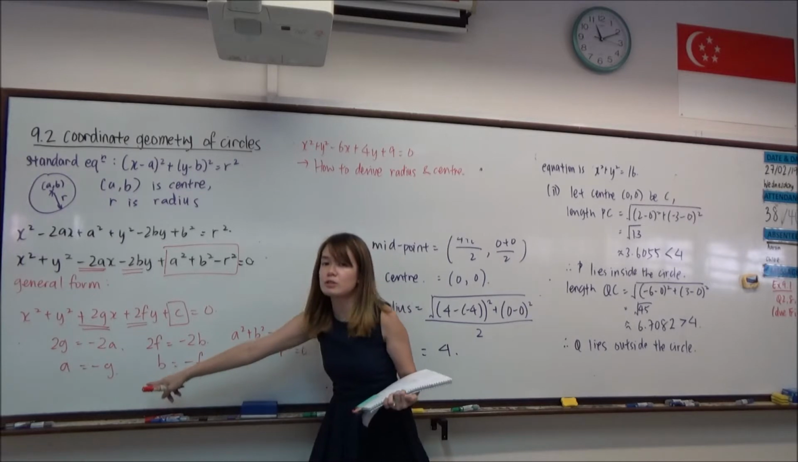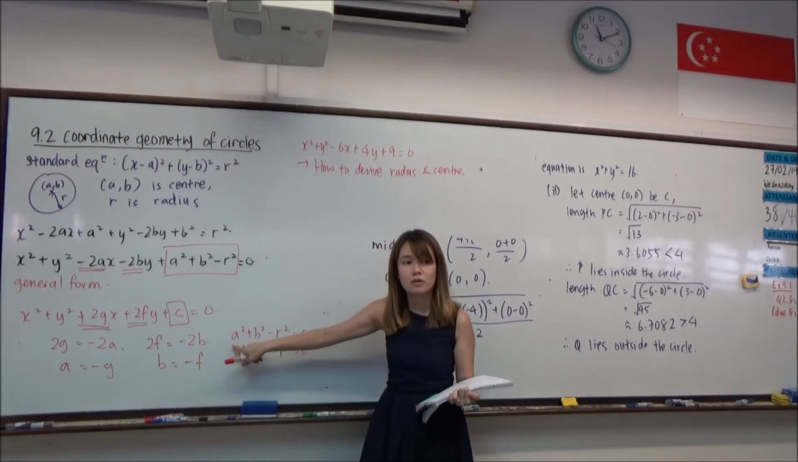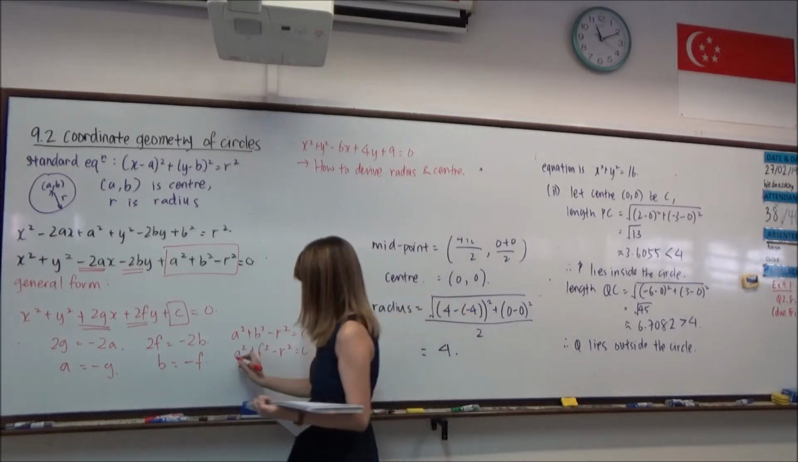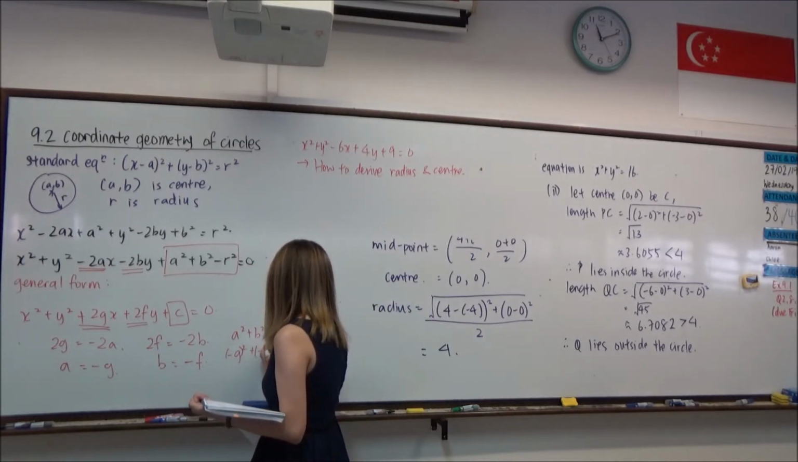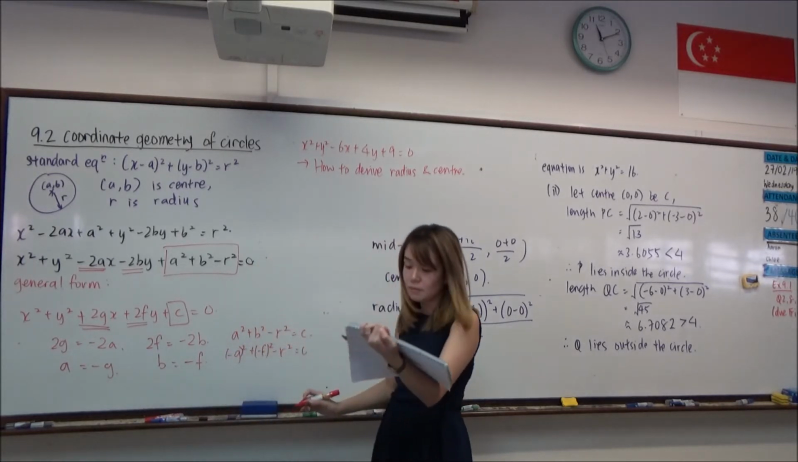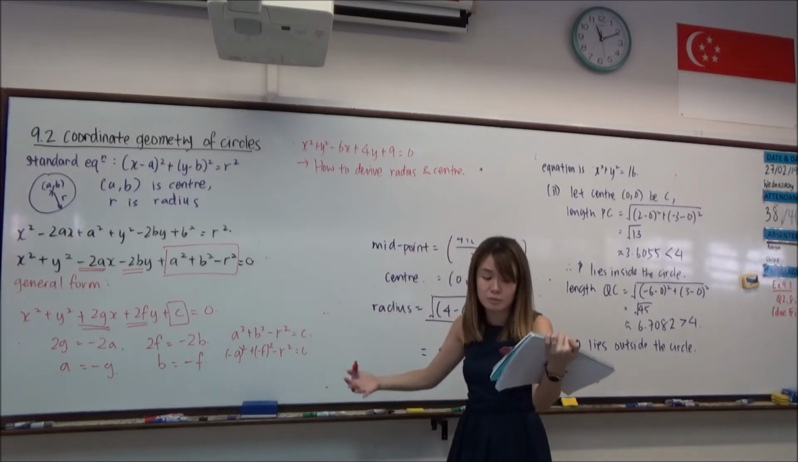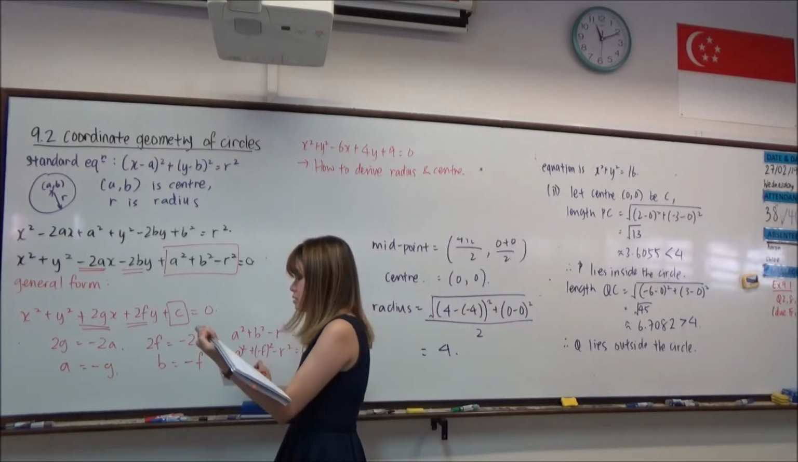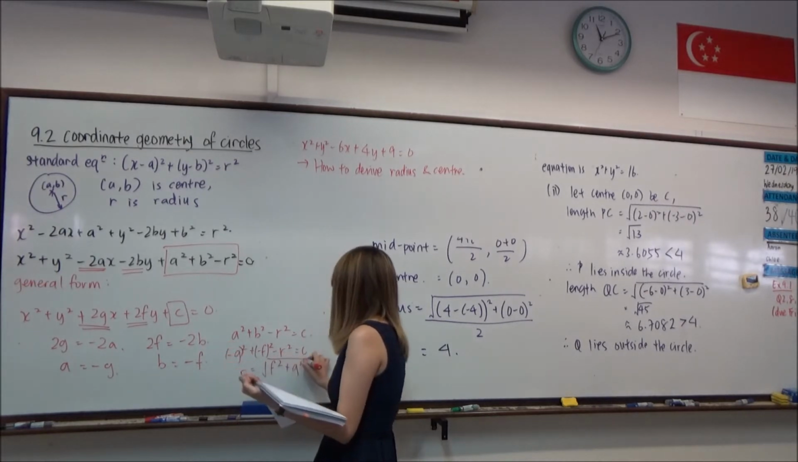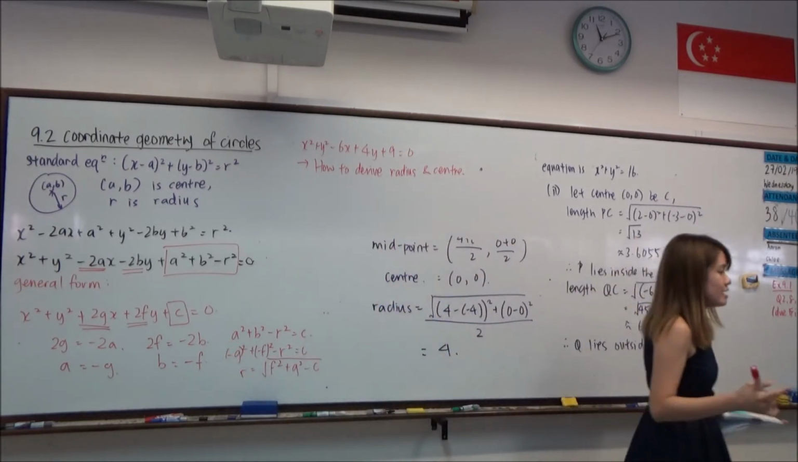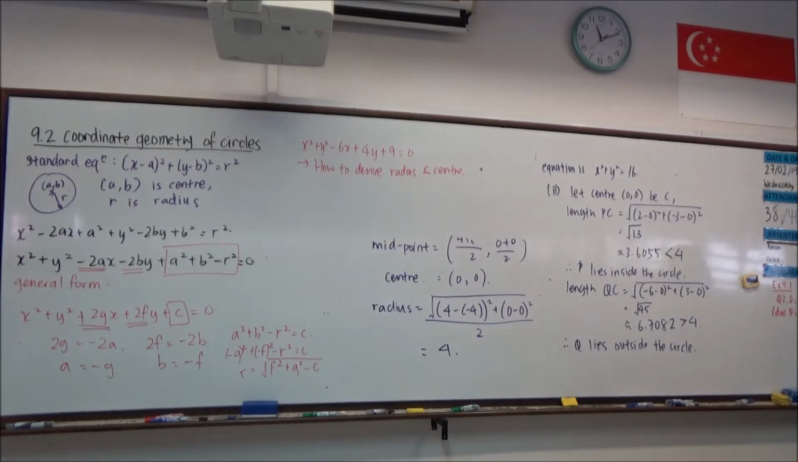So if I substitute the values of g and f into a and b, that will be negative g squared and negative f squared. I will leave the algebra to you; the radius will go through this formula. But at this point you must be thinking, wow, that's a lot of things to memorize just to find out the center and the radius.